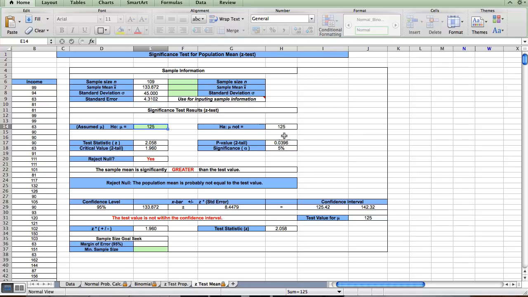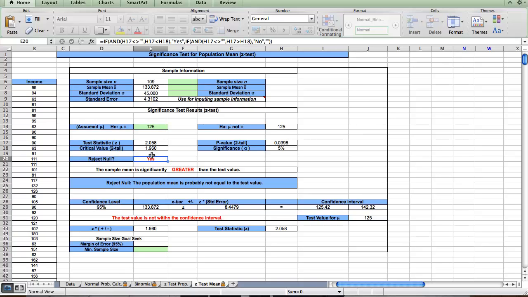The two-tailed p-value can also be used. Our two-tailed p-value of 0.0396 is less than 5% alpha, which leads us to the same conclusion: reject the null. Confidence intervals are two-tailed, and they should agree, therefore, with our two-tailed test results. And here, that is the case.